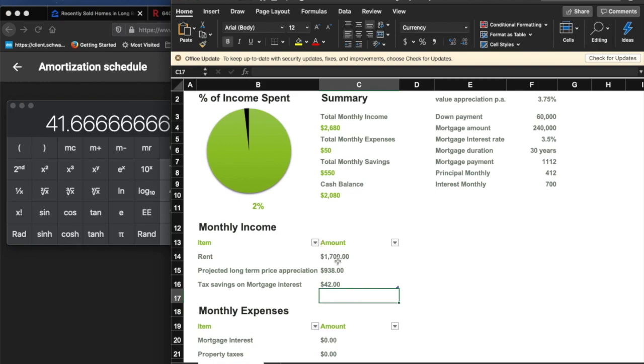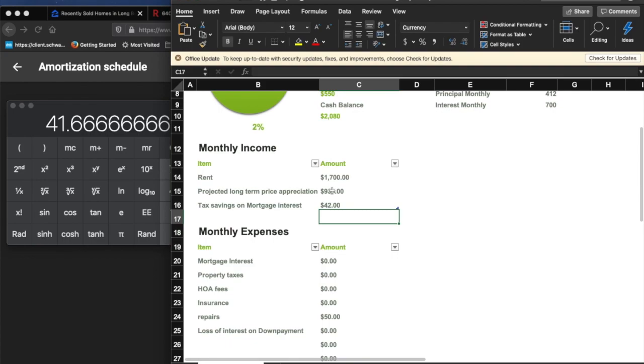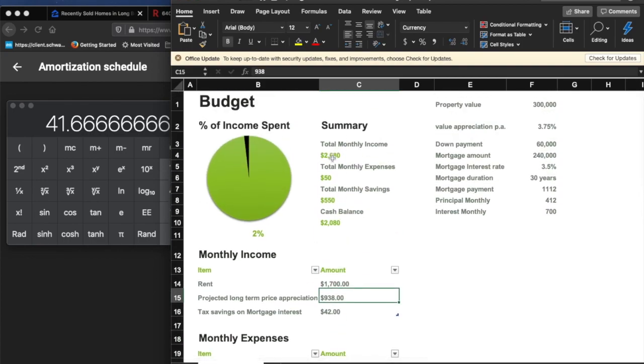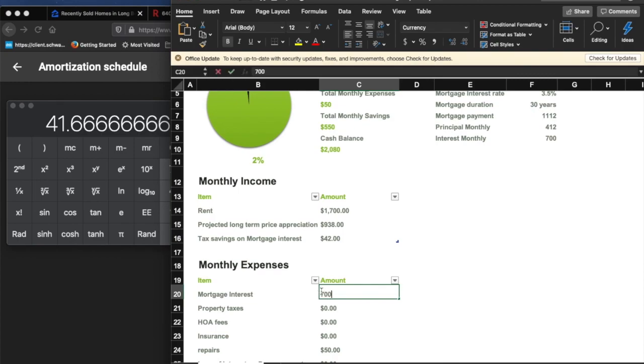Keep in mind, you only see that $1,700 really coming into your account, and then this $42 you don't really see, but you actually save it because you end up paying less taxes at the end of every year. And this is something you don't see until you are essentially selling the property. But at the end of the day, if you keep the property for a longer term, this is gonna give you an income of $2,680, but we still need to subtract, of course, the costs. Now, mortgage interest is probably a big chunk of the monthly expense, which is $700.